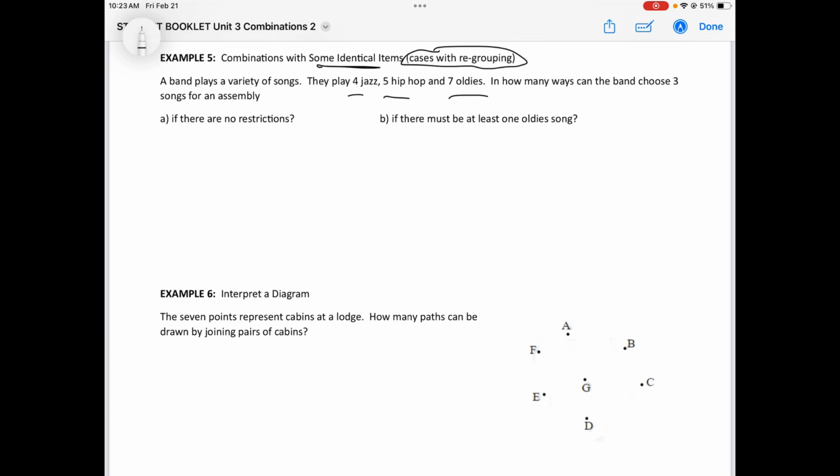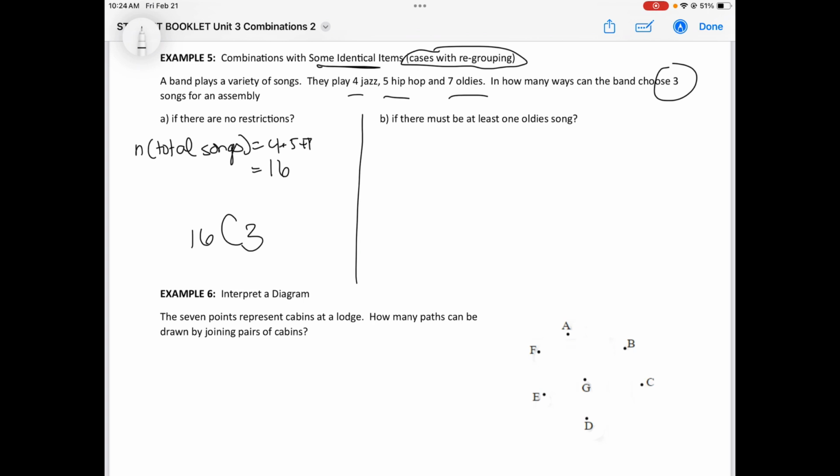So, no restrictions, okay? The total songs, if you think about it, is going to be 4 plus 5 plus 7. So that's 16. So in general, if there's no restrictions, it's just 16 choose 3. That's it. Okay, so there's 16 choose 3 ways of randomly selecting 3 songs.